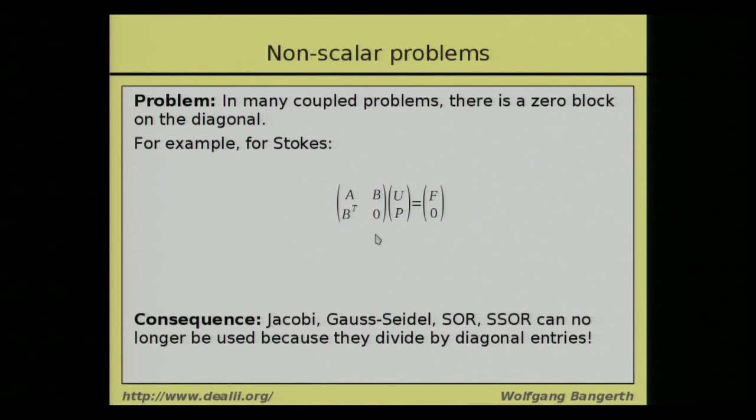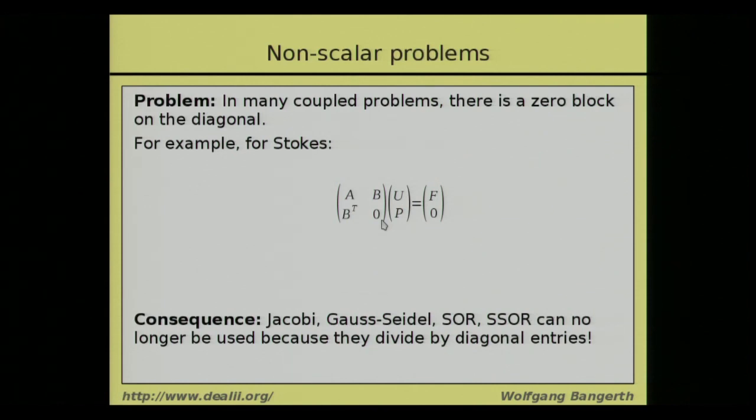But the answer is that cannot work, because in all of these methods, I needed to divide by the diagonal entries of the matrix. Right? So the Jacobi preconditioner, for example, just takes the diagonal of this entire matrix here. It's going to take the diagonal and multiply in each iteration by the inverse of the diagonal. Well, I've got a 0 block here, so there are 0 elements on the diagonal. I cannot invert the diagonal. It's just not going to work.